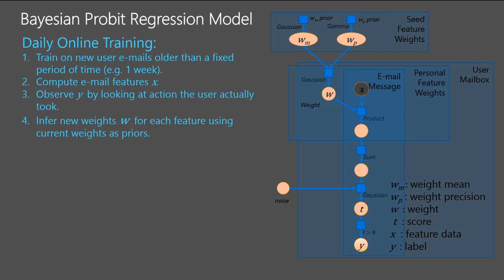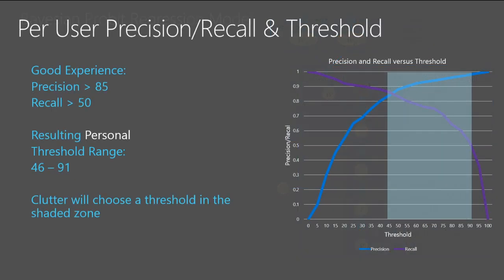So we train on emails that are older than a certain period, something like a week, and we compute the features, observe the action that you take on the message, and calculate the weights that are based on the combination of the feature values and the action. So we talked about weights here. The other piece of it is the threshold. How do we decide what a threshold is? The threshold is basically decided on the basis of the experience that we would provide to the end user based on that given value. So you can think of the threshold as a percentage of email that would end up in the clutter folder. It isn't exactly that, but it's something very similar to that.